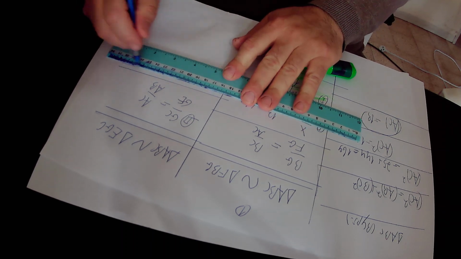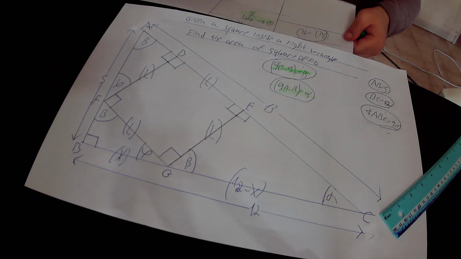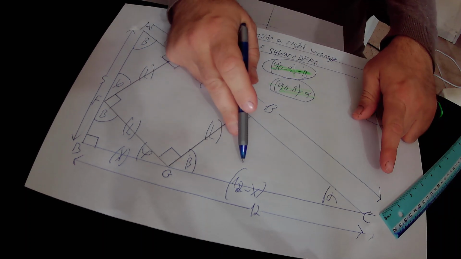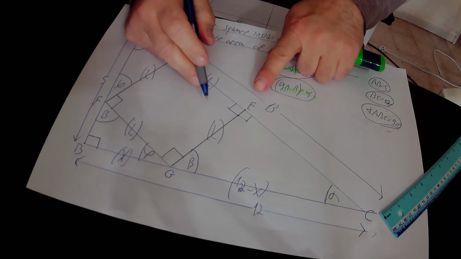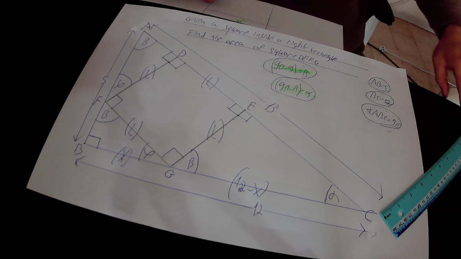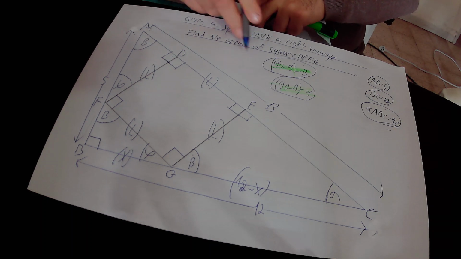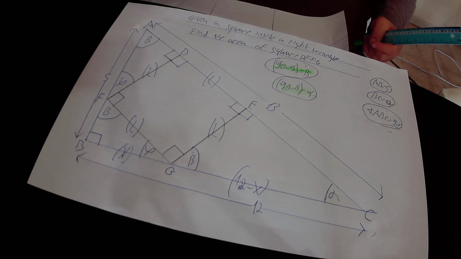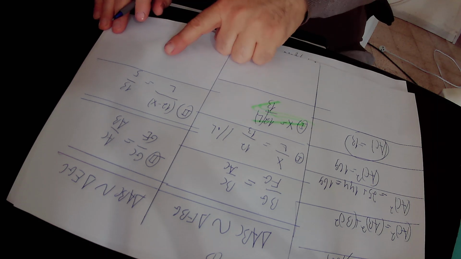We derive that GC over GE equals AC over AB. So GC equals 12 minus x, over GE. GE equals L, and AC equals 13, the hypotenuse of the big right triangle ABC. So it is 13 over AB, that is 5. In conclusion, according to equation 2, 12 minus x over L equals 13 over 5.